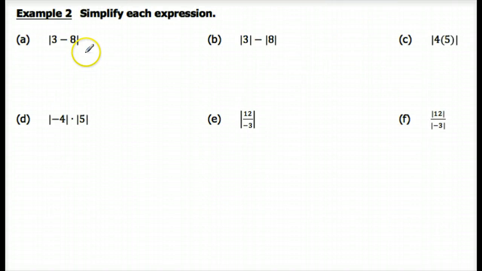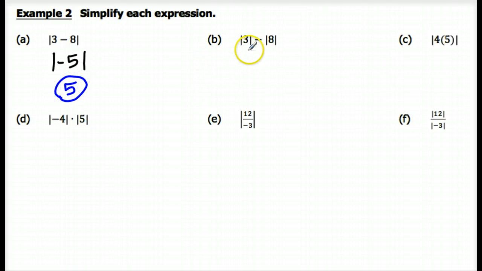Let's try a few more, a little bit more complex expressions here. So we're going to simplify each of these expressions. We're going to treat absolute value bars kind of like we do parentheses. So if we see anything inside the absolute values that we can simplify, we're going to do that first. For instance, A here, we have the absolute value of 3 minus 8. So I'm going to do what's inside the bars first. We know that 3 minus 8 is -5. So this is really asking us to find the absolute value of -5. Well, the absolute value of -5 would just be 5.